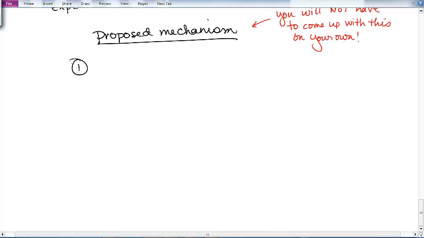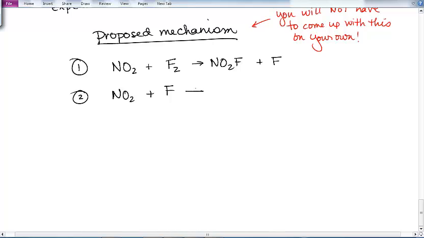So here's the proposed mechanism. Two steps. First, maybe one of the NO2s bumps into one fluorine in order to produce one of the products, NO2F, but it also gives off a free radical fluorine. That's the fluorine that's not F2, which obviously doesn't like to exist. We know fluorine is diatomic, so it's probably going to react right away. Second step, maybe another NO2 comes along and bumps into that free radical fluorine and produces the other NO2F product.